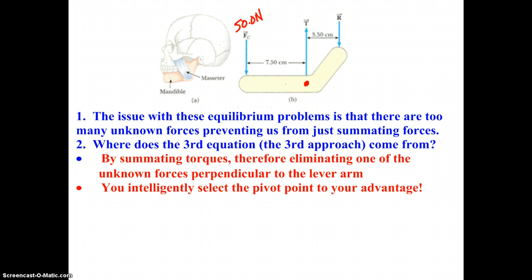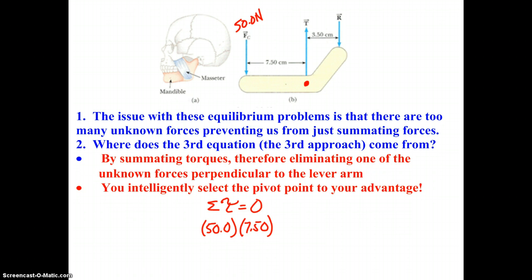I'm just going to select a pivot point at the spot where force T, the tension, connects to the jawbone. You could actually do this by selecting the pivot point at either this spot or at where R attaches to the jawbone. All right, so we start with here a summation of torques equals 0. We have the 50 Newton force, which is perpendicular to the lever arm at 7.50 centimeters.